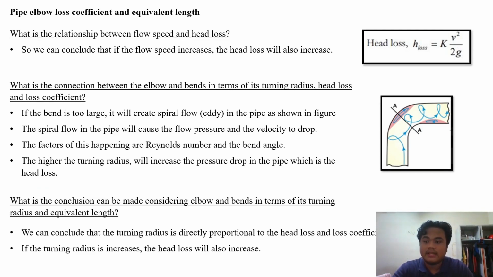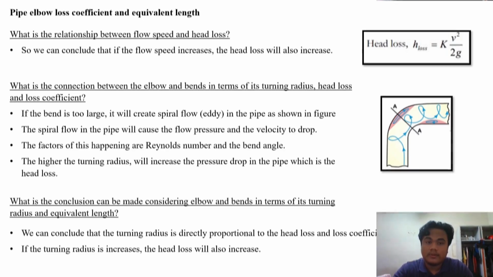The next question is, what conclusion can be made considering elbows and bends in terms of their turning radius and equivalent length? We can conclude from my earlier explanation that the turning radius is directly proportional to the head loss and the loss coefficient. So if the turning radius is increased, the head loss will also increase.